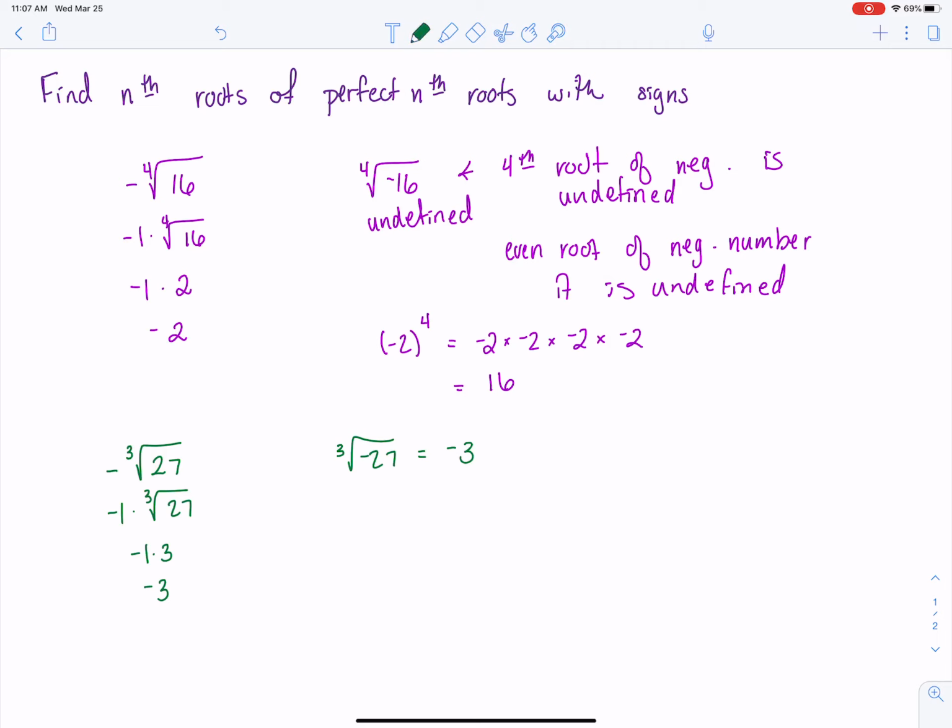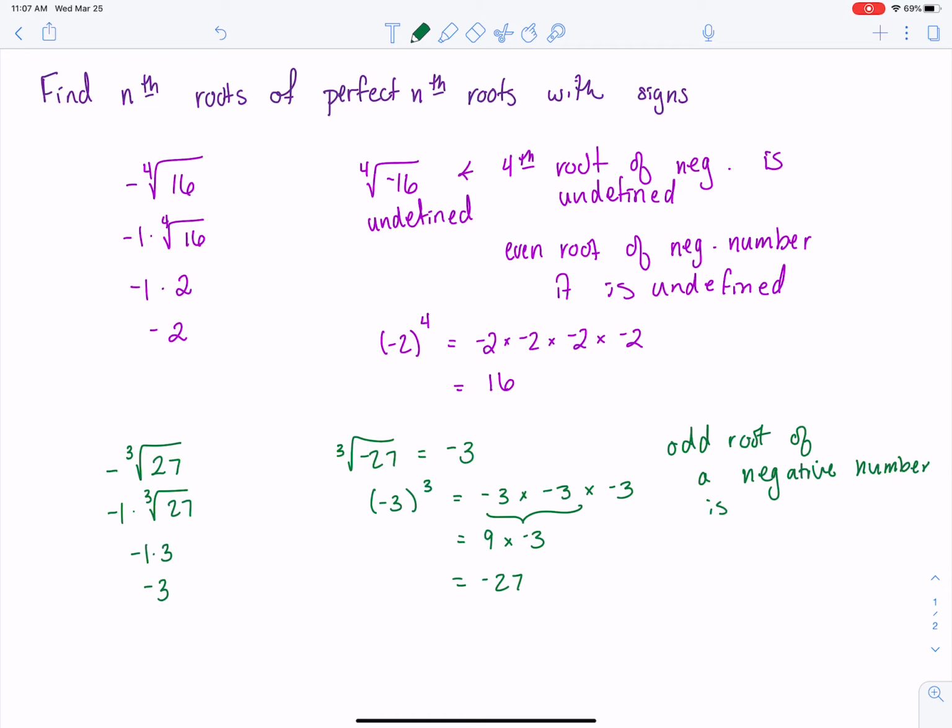And that's because when we take negative 3 and raise it to the third power, we actually get a negative number, because from these two we get positive 9 times a negative 3, and we get negative 27. So an odd root of a negative number is okay. Hope this helps out.